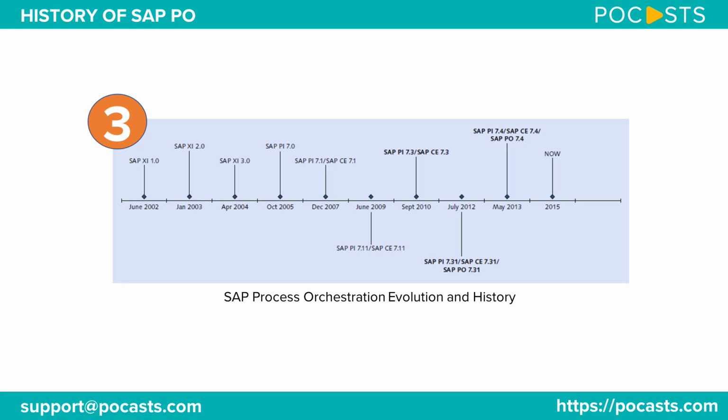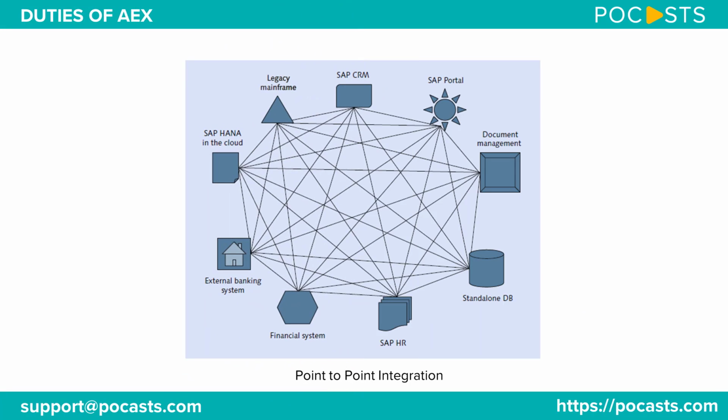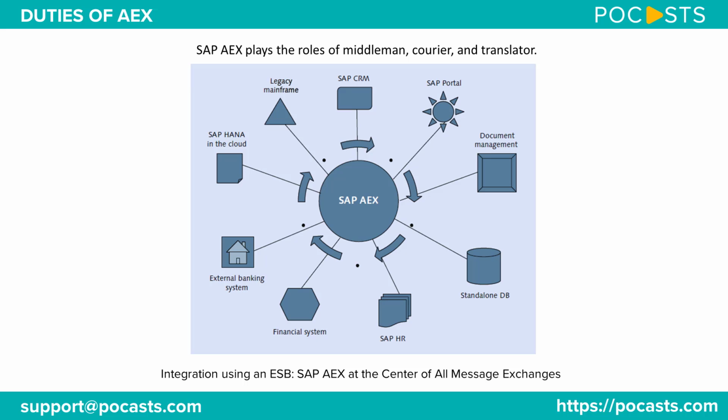Now let's look at the duties of all the three components, like what are the benefits and what does it help to do, like AEX, BPM and BRM, just to make sure you completely understand these components. This is the diagram that actually shows the systems that are used in the enterprise company. They will have like CRM, portal, DB, HR, finance and many other systems in their landscape. And without the ESB, they make a point-to-point connection and make the integration very, very complex. Well, we understood that AEX can help to integrate all the systems and exchange the messages. AEX plays the role of a middleman, courier and a translator.